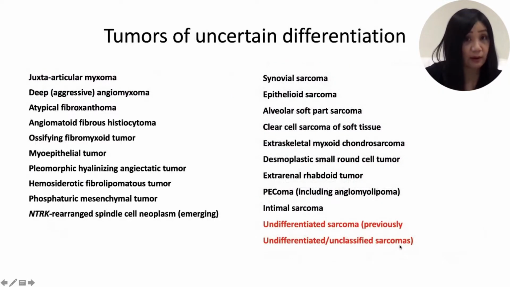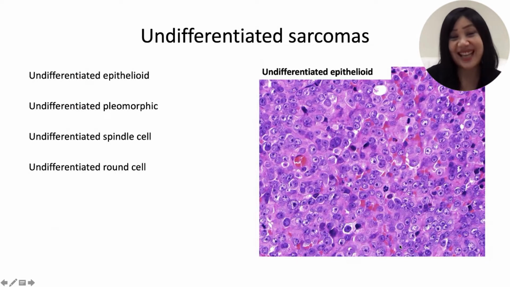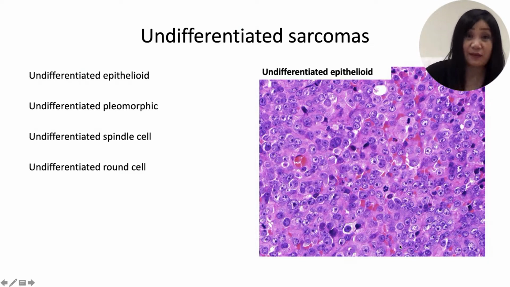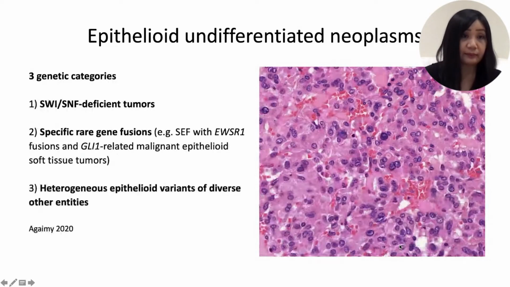So we've talked about tumours of uncertain differentiation, and there's this group of undifferentiated sarcomas. Hopefully we'll remember that these have four different morphologies, of which undifferentiated epithelioid is one of the morphologic patterns. We can focus on this at the start of this talk. Epithelioid undifferentiated neoplasms are in fact the least studied to date, and these resemble melanoma or carcinoma. They tend to be very aggressive tumours with 5 or 10 year survival of only about 40%.